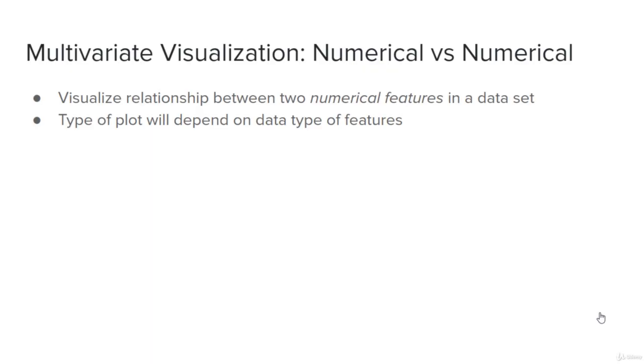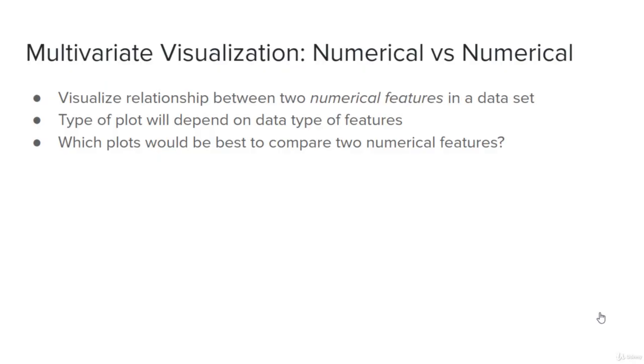We have studied the different techniques or plots we use to visualize one feature of a given data type. Whenever that feature is categorical, we use a bar plot or frequency table, and whenever that feature is numerical in nature, we use a histogram, density plot, or box plot. So what type of plot would we use whenever we are comparing two numerical features? Would it be a box plot?